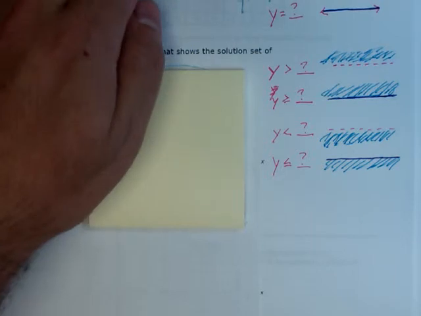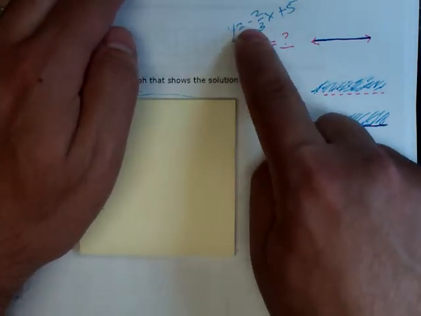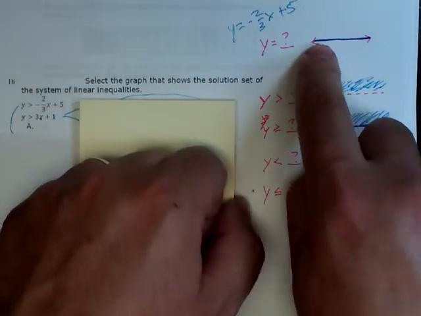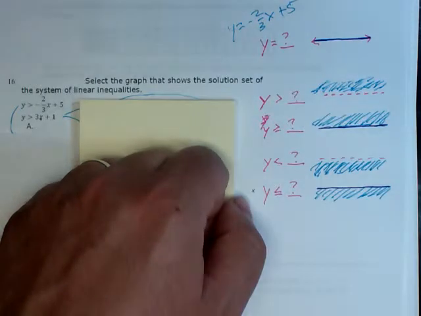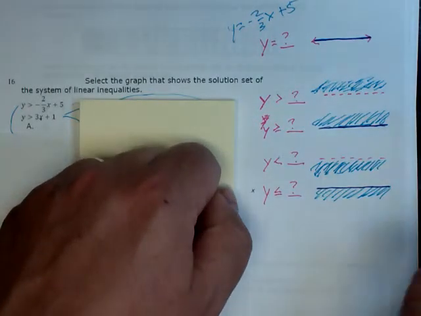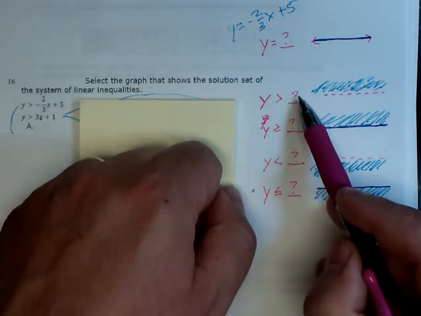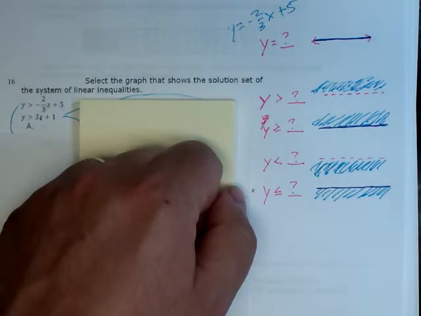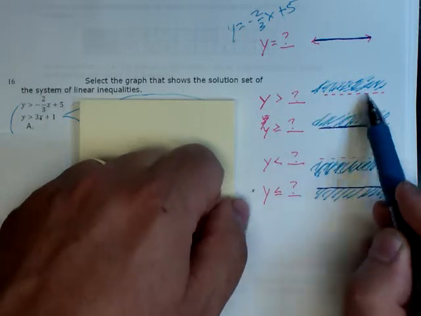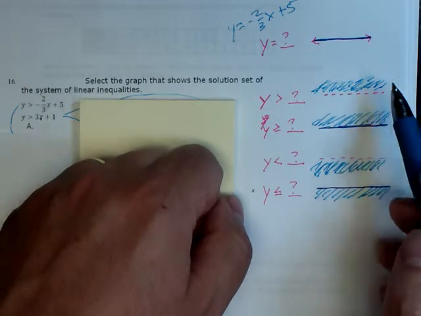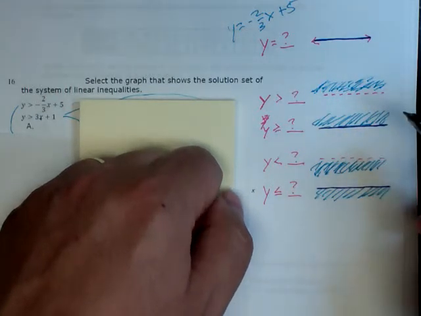If you're used to working with equations, when you have y equals minus 2 over 3x plus 5, then once you make the line, the solution is everything on the line. When you're working with inequalities, there's four types of inequalities. For y is greater than something like minus 2 over 3x plus 5, we have a dashed line because the line is not included in the solution set. And since it's greater than, everything above is what we're interested in.